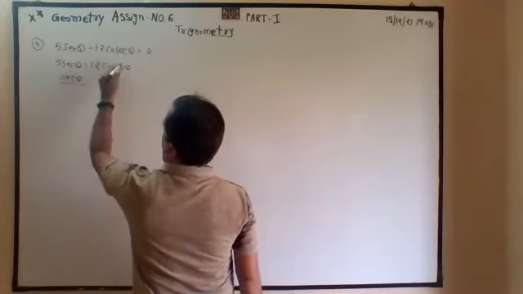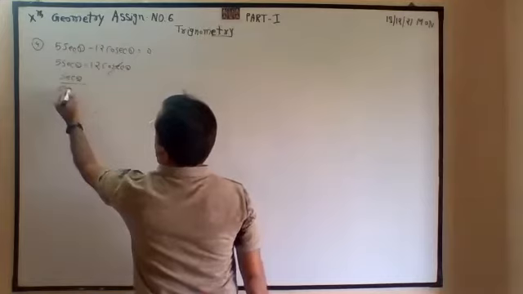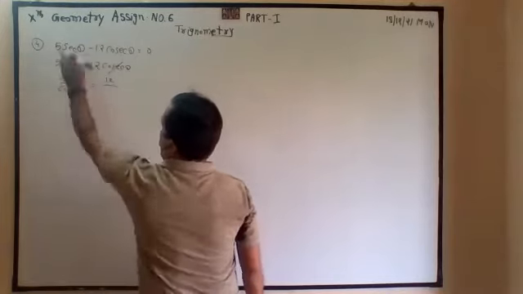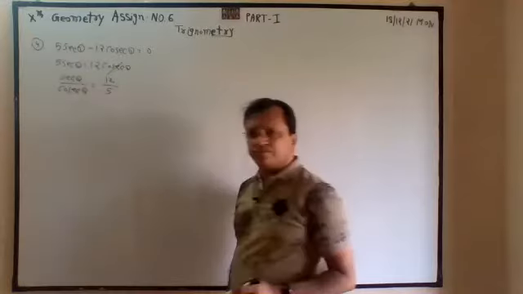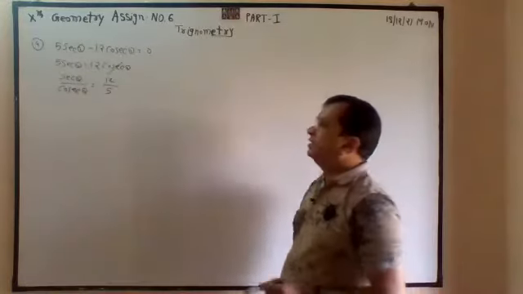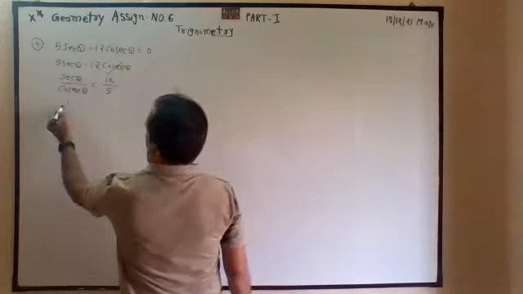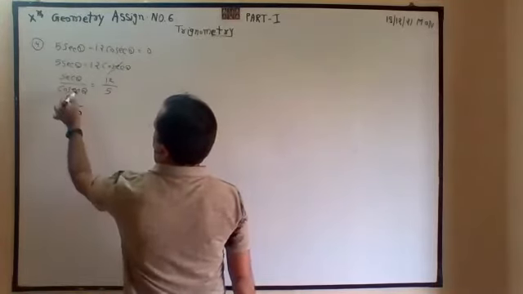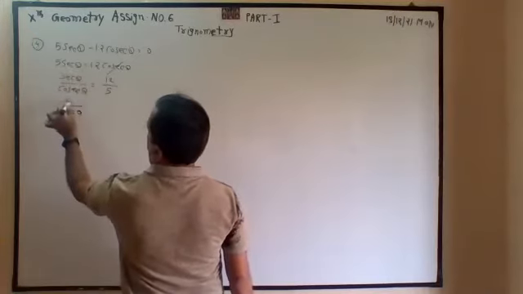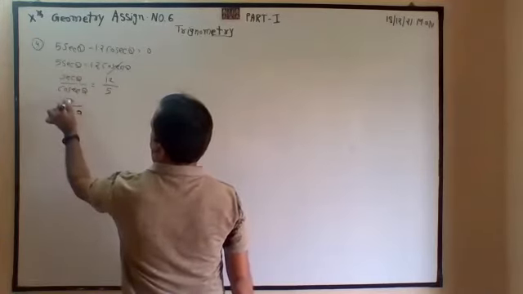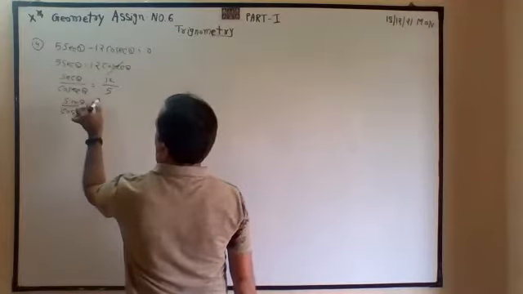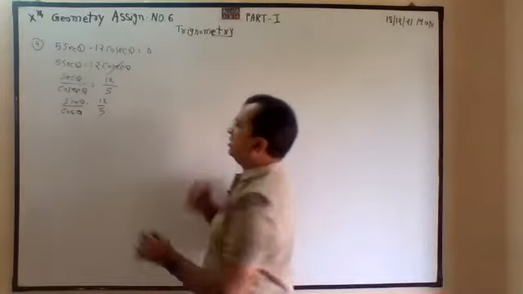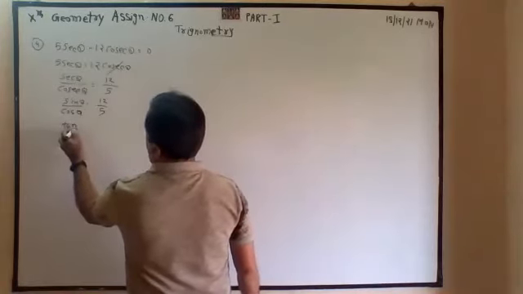Now sec theta, this comes down. 12 as it is, 5 comes down. Now sec means what? 1 by cos. 1 by cosec means what? Sine. Okay, but sine by cos is what? Tan theta.